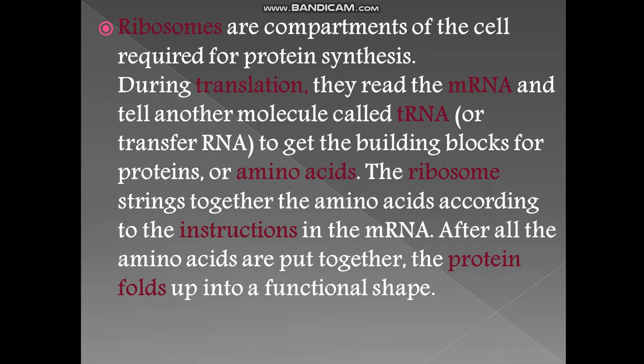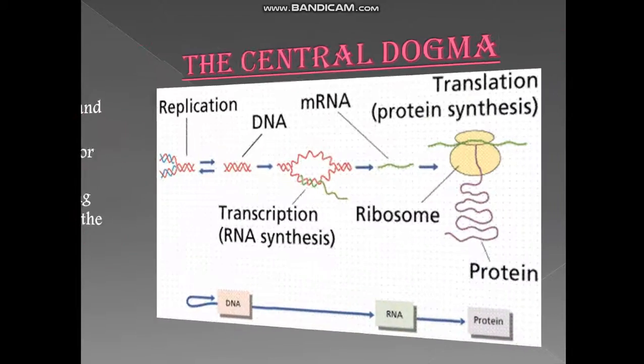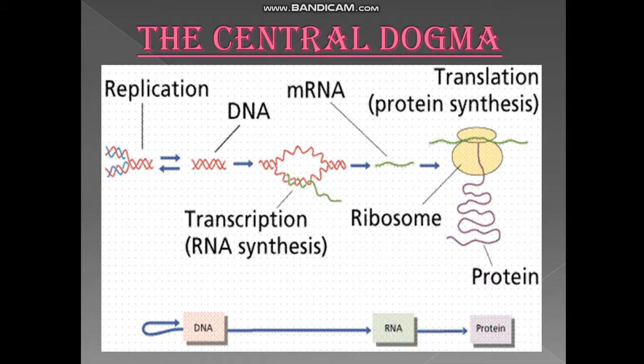Okay, I think this much is clear to everyone. Now, the next thing which I want to tell you is about the central dogma. The central dogma is the basic process which takes place in our cell, and it is the sequential process in which DNA forms mRNA and mRNA forms protein.